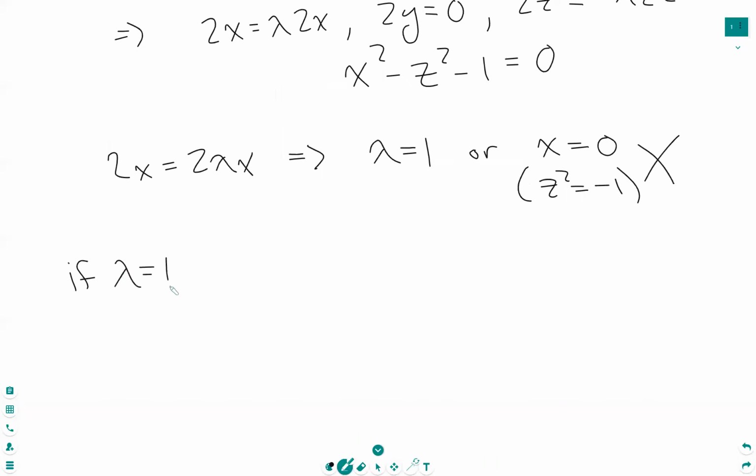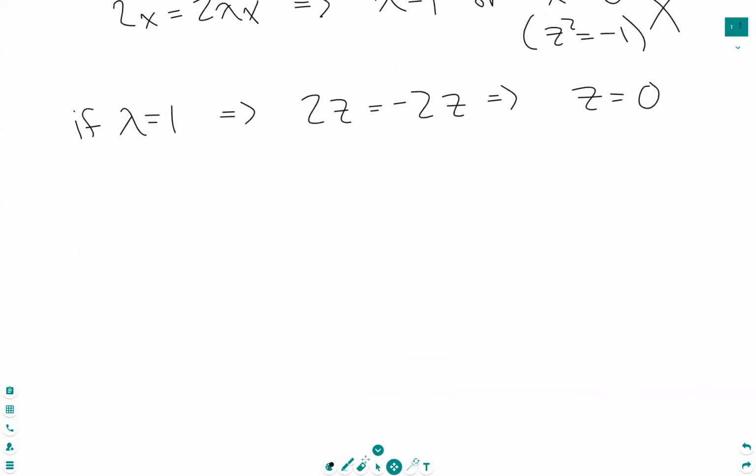If lambda is equal to 1, then I can look at my z expression. So 2z is equal to negative 2z. The only way that this is true is that z is equal to 0. You can even do it algebraically. You can move this over and you get 4z is equal to 0, and then z is equal to 0. Now that we've got lambda equal to 1 and z equal to 0, we're looking good so far. Let's keep going.